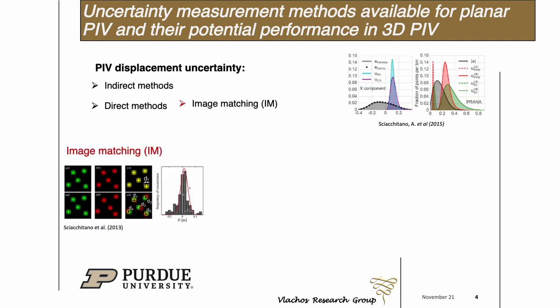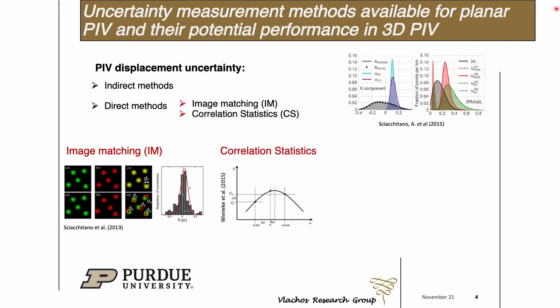First, image matching, or IM. In brief, IM estimates the uncertainty using a statistical analysis of the disparity vector. But what is disparity? If we have frame 1 and 2 and we shift back frame 2, the mismatch between the particle is called disparity. For a perfect shift, this should be 0. So this is representative of the error. The performance of this method is sensitive to the accuracy of the particle position estimation and deteriorates with increasing seeding density and noise. Second is correlation statistic, which relates the uncertainty to the autocovariance of intensity field.